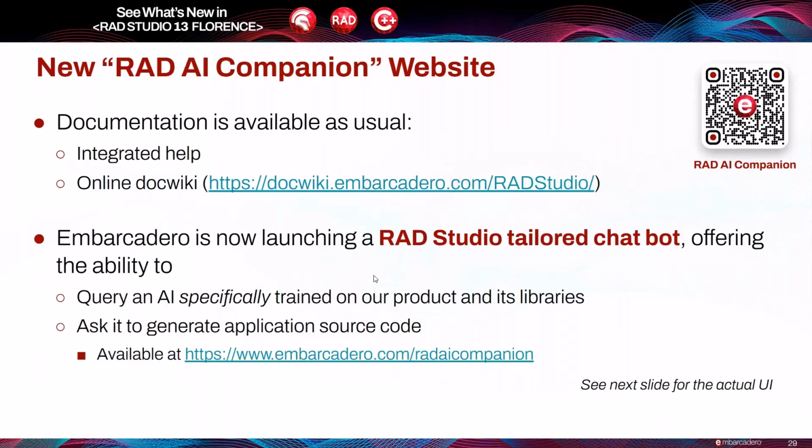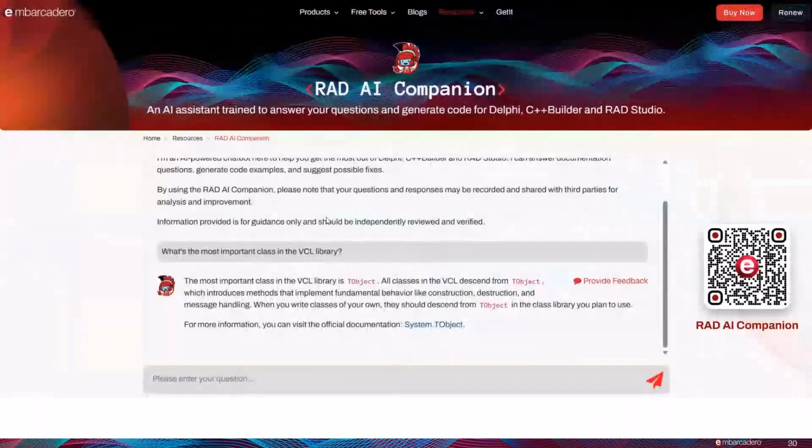We also launched something very exciting. We called it RAD AI Companion, and it's a website. You have a QR code here, and you also have a link. The link is down here, sorry. We're still providing, of course, our doc wiki and the standard usual documentation, but we launched this chatbot that is tailored with all our documentation, books, etc. So it has been specifically trained on our product and its libraries. It's free to use. You don't need a subscription to try it, so feel free to test it out.